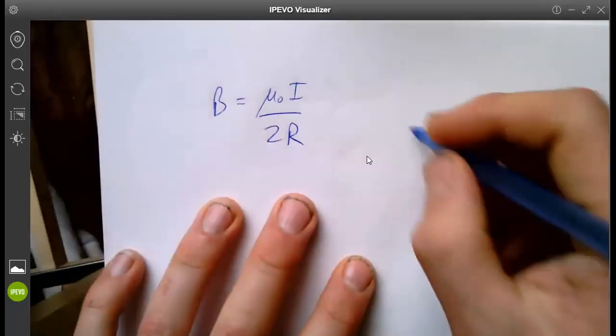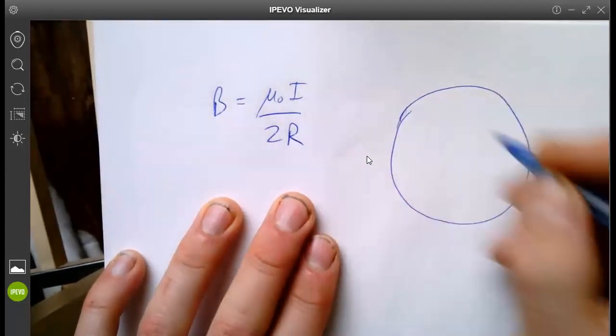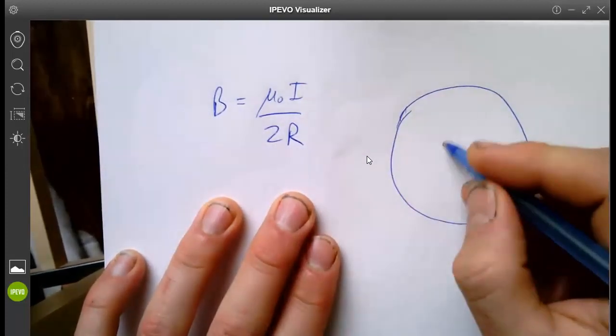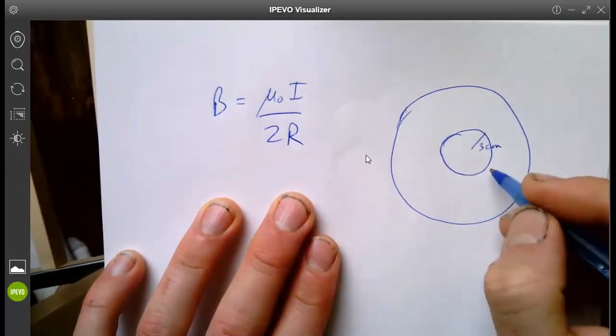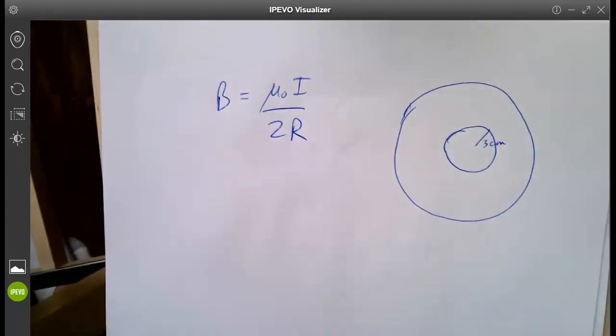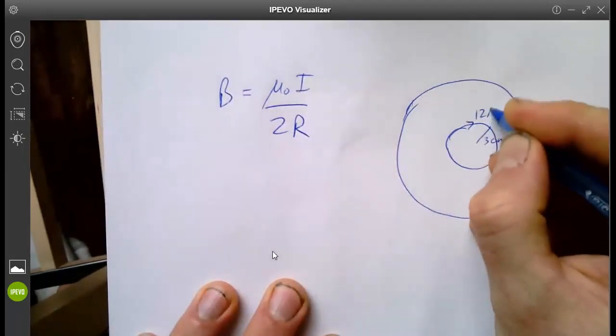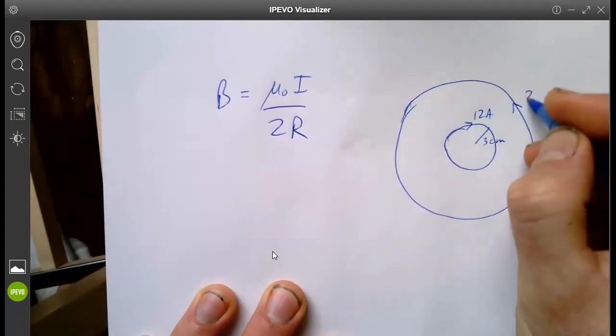So we have the larger loop and a smaller loop. The smaller loop has a radius of 3 centimeters. Let me take a look again here at the numbers: 12 amps and then 20 amps. So this one has 12 amps going through it, and the other one is going to have 20 amps.